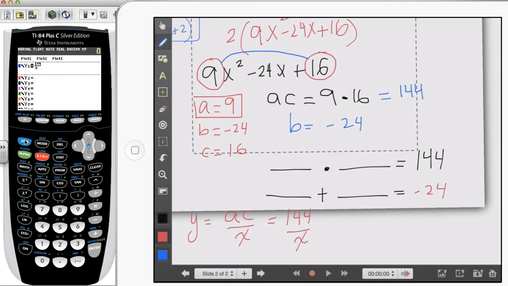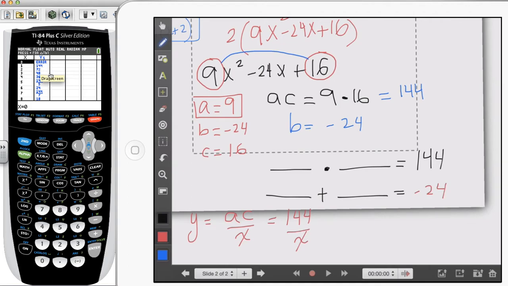And then you go to second table. Now what you need to do is that your table is going to give you different numbers. You try to look for the whole numbers, not the fractions. You need those two numbers that would add to give you what? In this case, negative 24. So keep looking. 1 plus 144 is 145, so that's not it.